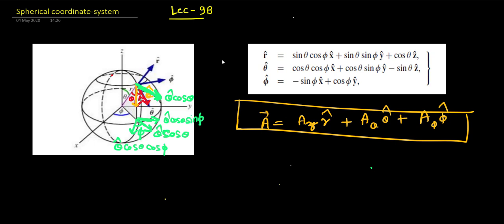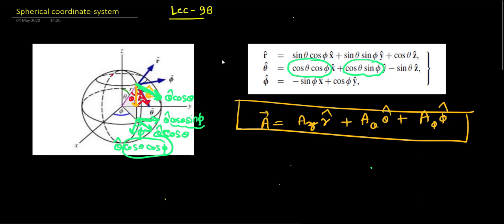So the magnitude of the y component would be cos theta sin phi, as you can see in this relation. And the x component is cos theta cos phi. Okay, this is the x component. And what about the z component?